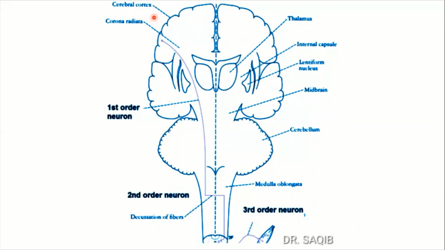And the upper motor neurons are the neurons coming from the cerebral cortex and the midbrain, and the pons and the medulla from the brain stem, right? The midbrain, pons, and the medulla, and these are the upper motor neurons. The supraspinal levels situation is there for them, and the first order neurons, right?